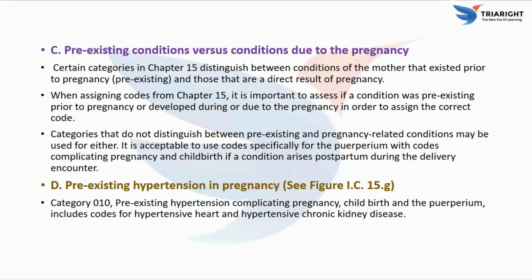Category O10 also covers the cases where hypertension has caused other long-term problems such as hypertensive heart disease and hypertensive chronic kidney disease. When coding, you must check: did she have high BP before pregnancy? If yes, you have to assign O10 codes. Does she have related heart or kidney problems? Then you have to use the correct combination code inside O10. So this is about the guideline.